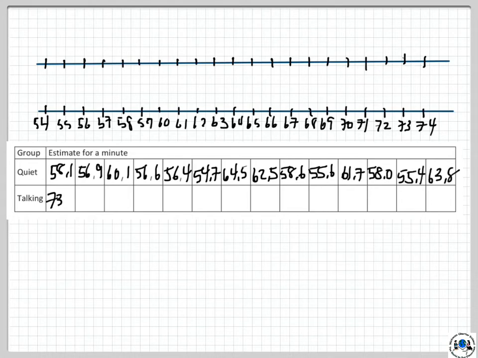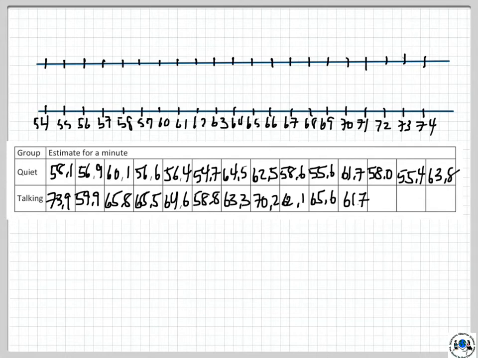Those are the quiet scores, and here are the talking scores. We'll transfer that data to the dot plots, and there you just see it. You can see the differences and similarities.